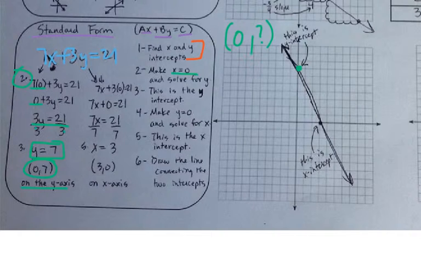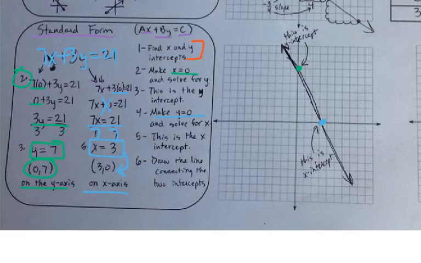Okay, then we do the same thing for the y value. We make the y value 0. This is going to tell us what goes in this question mark because the y value is 0. So we go 3 times 0. That eliminates. 7x equals 21. Divide by 7. We get x equals 3. Its point is 3, 0 on the x-axis because it's the x-intercept. So we plot that point.